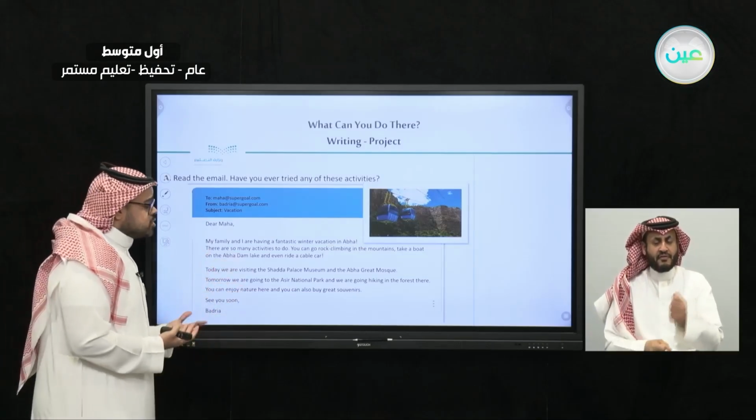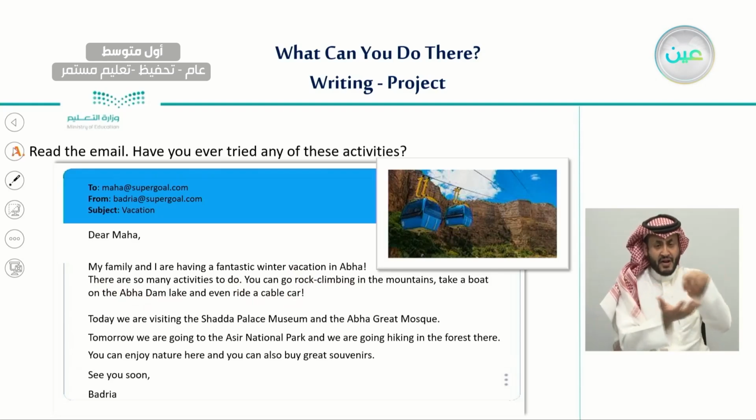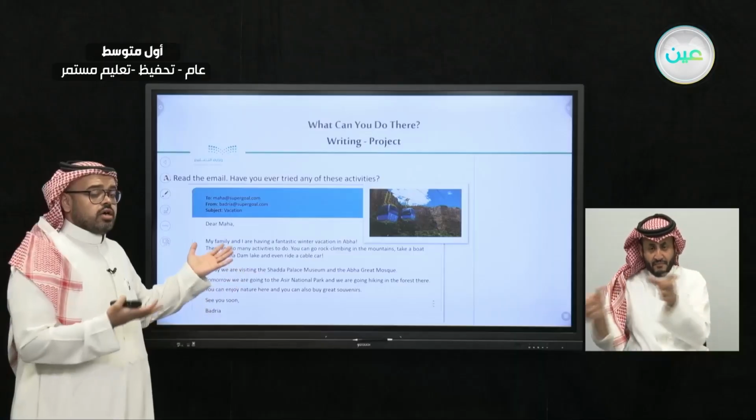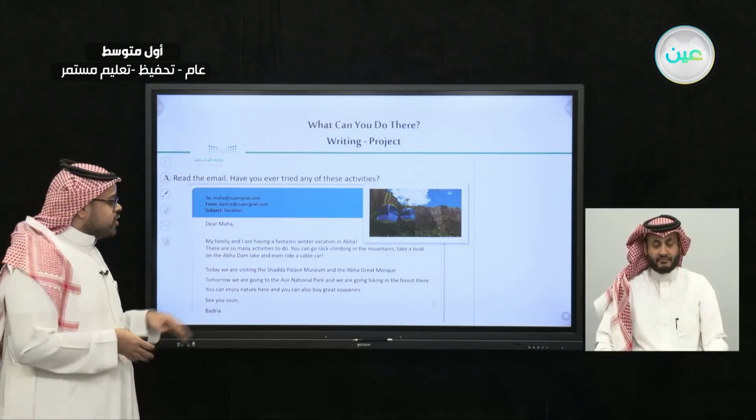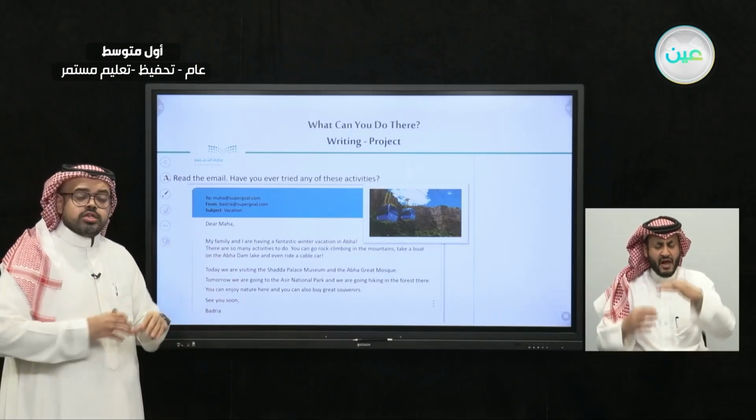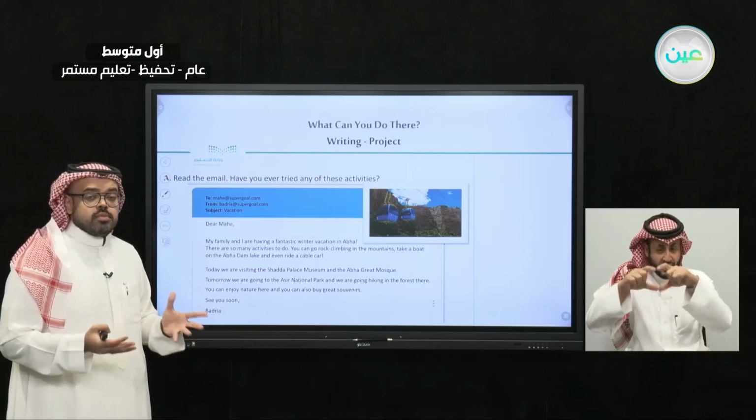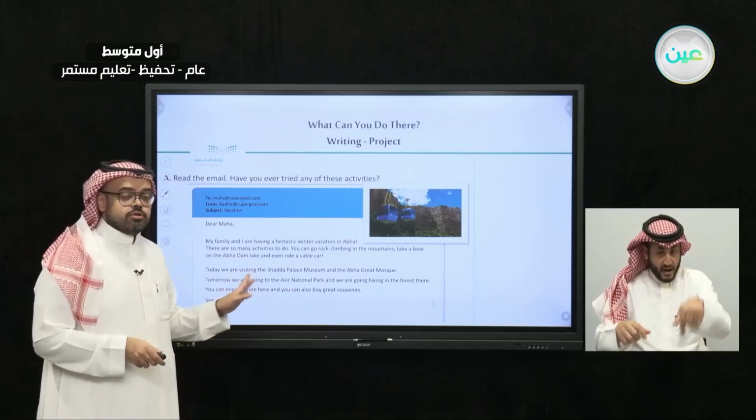So she mentioned one activity, which is rock climbing in the mountains. Also the other activity she talked about is taking a boat on the Abha Dam Lake, and also riding a cable car. So this is why I said that if you have tried these activities before. But nevertheless, let's talk about how this email is formed. Let's talk about the parts of this email and try to explain them a little bit, because you're going to write a similar email to it.